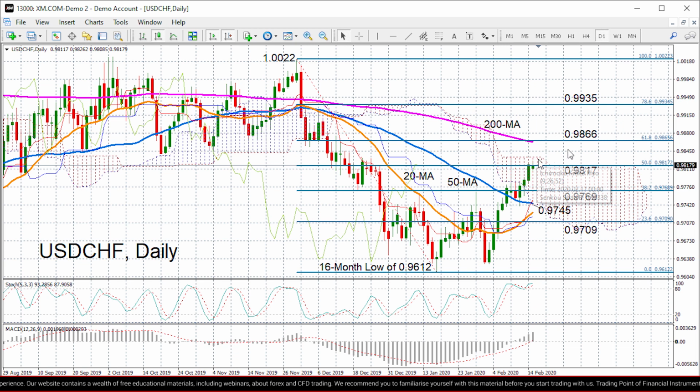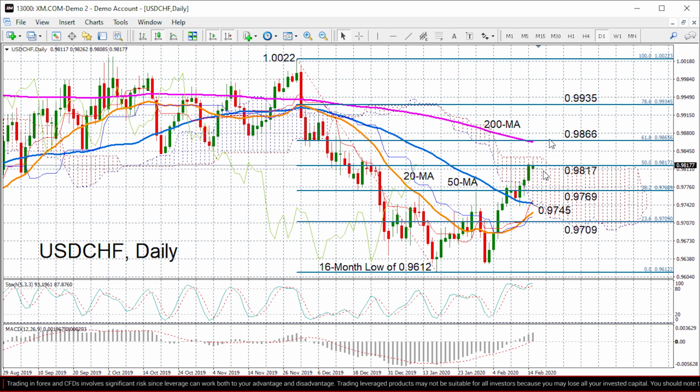A break above that level could also see prices breaking above the top of the Ichimoku cloud, and that could pave the way towards the 61.8% Fibonacci at 0.9866. Climbing above the 61.8% Fibonacci would also take prices above the 200-day moving average, would reinforce the current positive momentum, and we could also see the current medium-term picture, which is at the moment neutral, start to turn bullish once again.